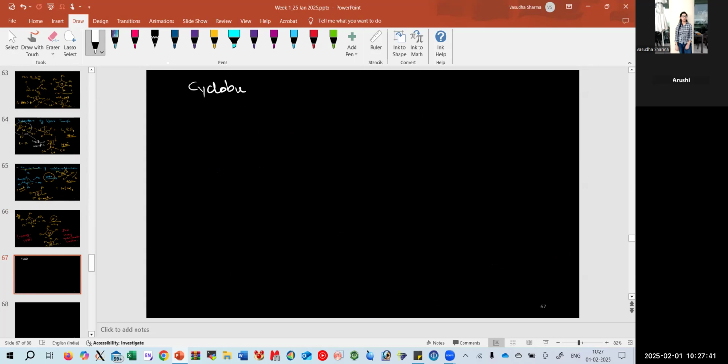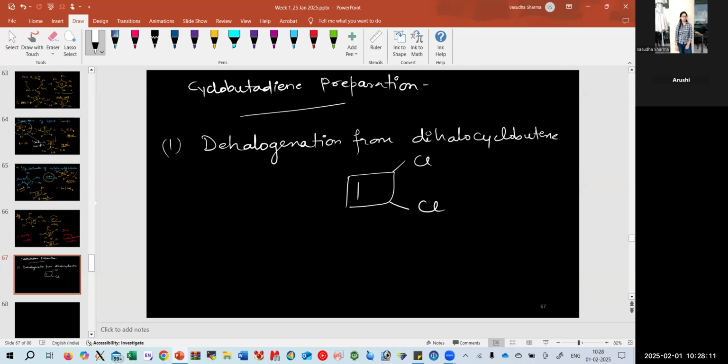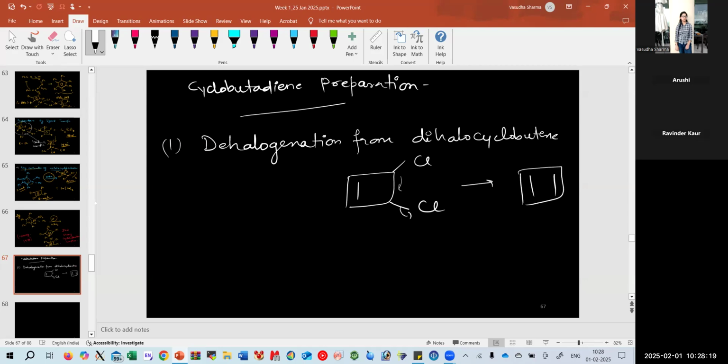In case of cyclobutadiene preparation, we have seen the following methods. One method was dehalogenation from a dihalocyclobutene group. Say, for example, if you have something like this and you have chloro, bromo, iodo or whatever the group is, that would release out, and this bond would form a cyclobutadiene.